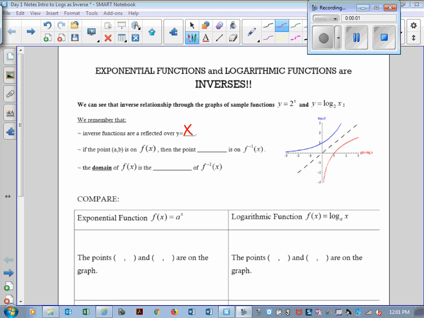Look there, that's the first answer. It's the reflection of the line y equals x. Okay, and if you looked at some of your graphs in here, you didn't do that.